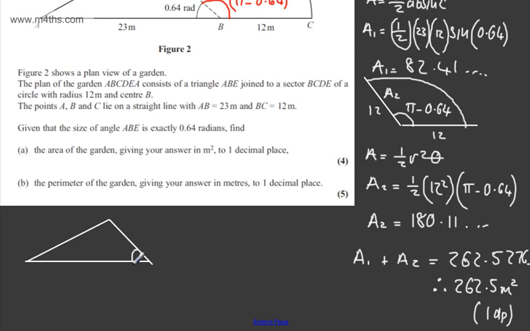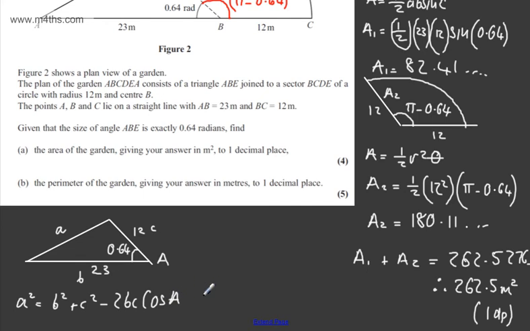So this is going to be the 0.64. So we have the 0.64, we have 23 and we have 12. If you want to label this up, this is going to be angle A, this will be side A, this will be side B, and this will be side C. We can say using the cosine rule to find the length of A squared is equal to B squared plus C squared minus 2BC cos A.